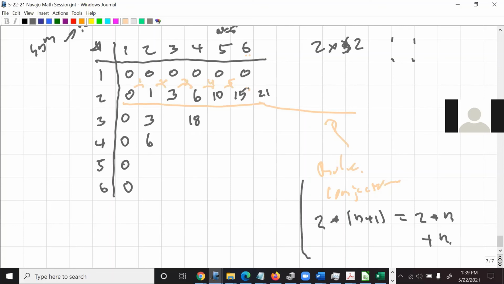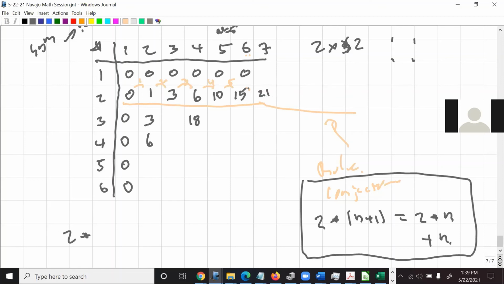Does this make sense, what I'm writing with this conjecture? I'm using some mathematical notation here. It's a little weird, but using this conjecture, if we want to get 2 star 8, that's 2 star 7, which is the 21, plus 7, right? Which is equal to 28.